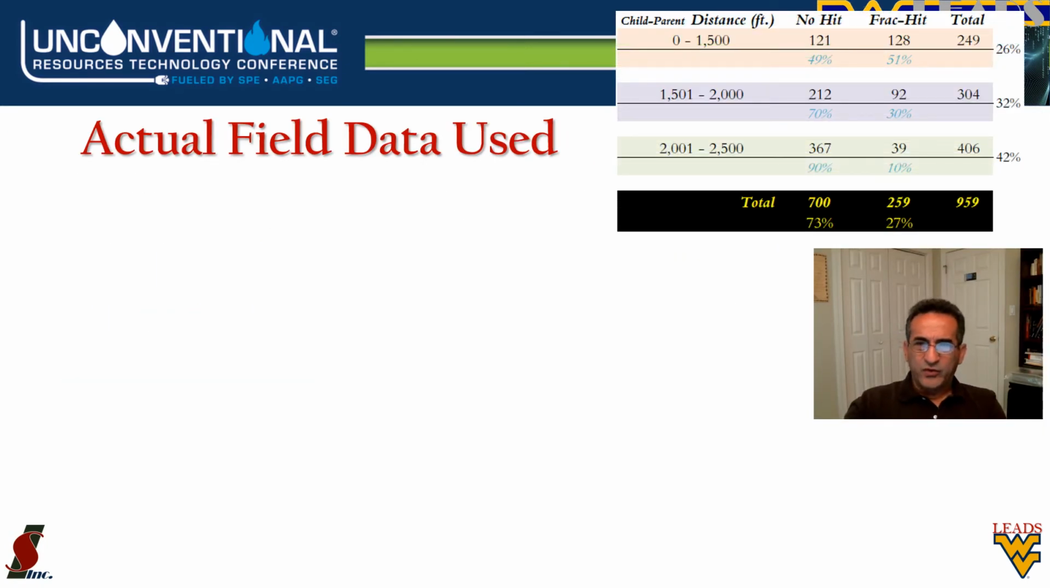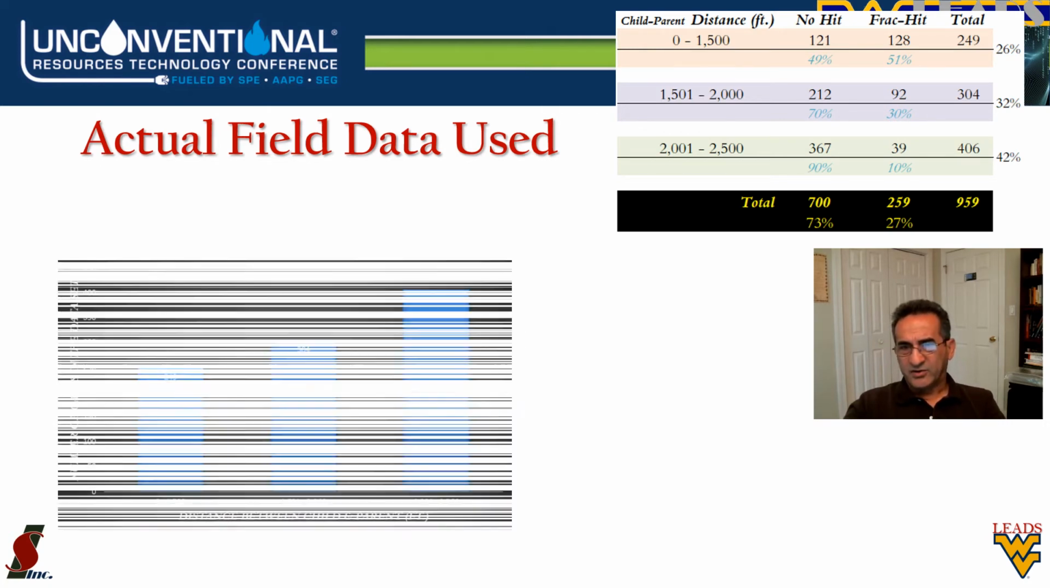So as we move forward, the data set that we have used is about 1,000 cases, 959 cases. The distance between the child and parent well is less than 1,500, between 1,500 and 2,000, and between 2,000 and 2,500. About 250 of them are less than 1,500, 400 of them more than 2,000, and about 300 between 1,500 and 2,000.